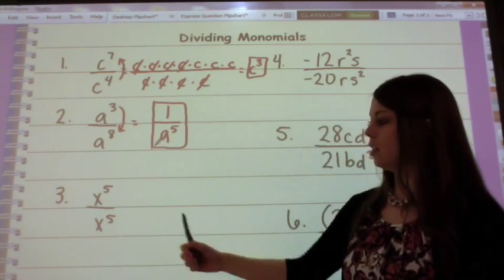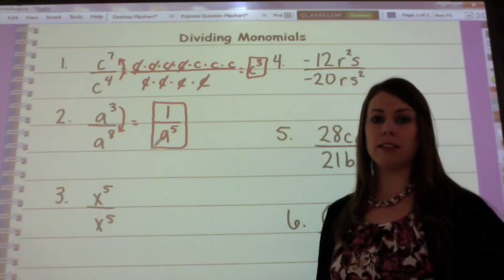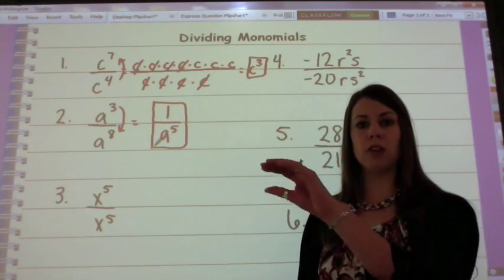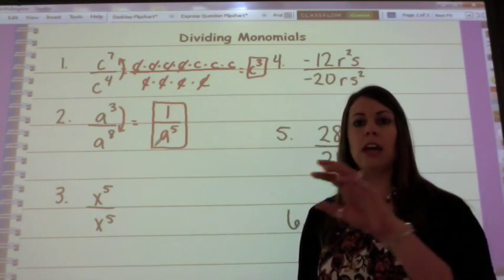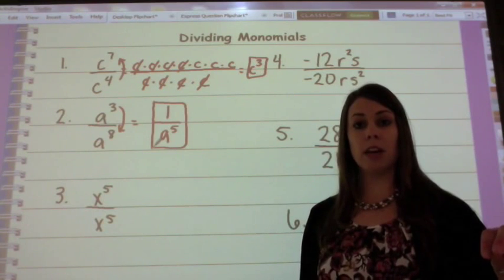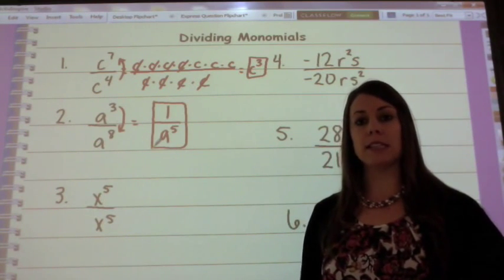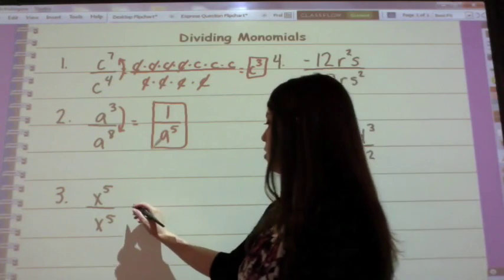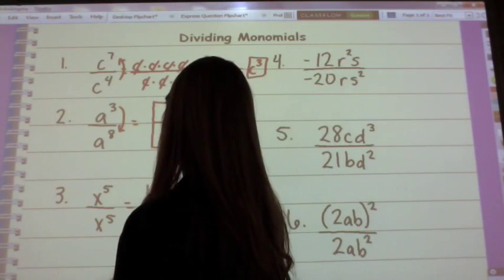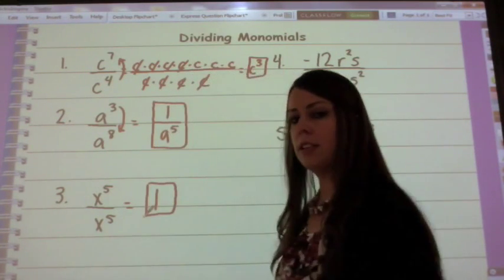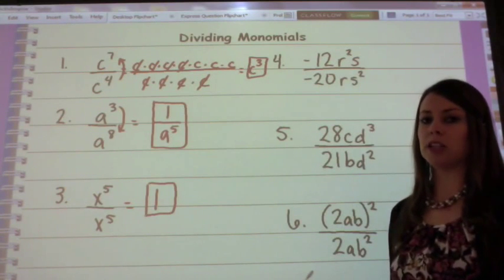Okay, and then the next example, x to the 5th divided by x to the 5th. So imagine in your mind you have 5 x's in the numerator and 5 x's in the denominator. What happens with those x's? Well, they cancel. So you would be left with just 1. Okay, so let's get into a little bit more complex problems.